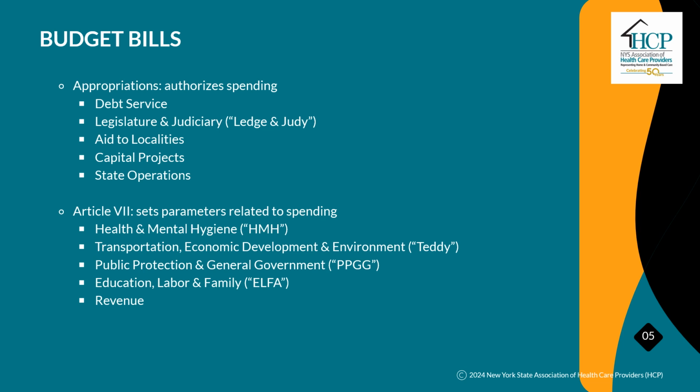Moving along to Article 7 bills, Health and Mental Hygiene, also known as HMH, sets policy for health programs. TEDdy sets policy for transportation, economic development, and the environment. The Public Protection and General Government Bill, also known as PPGG, sets policy on public safety programs as well as other actions relating to local government.